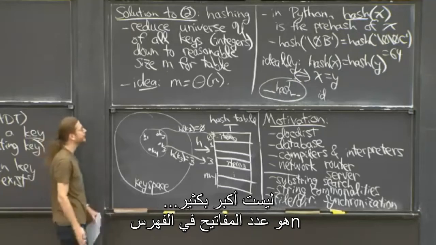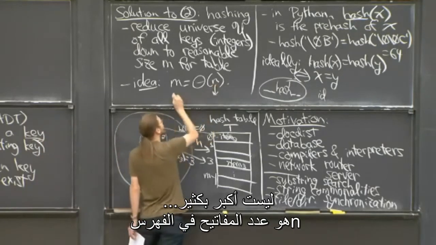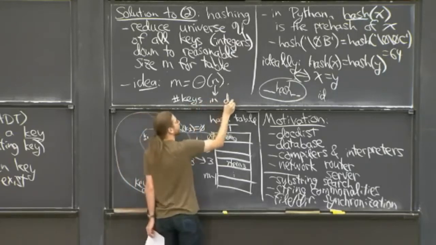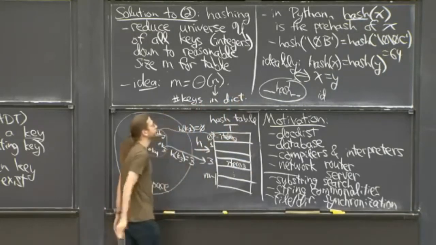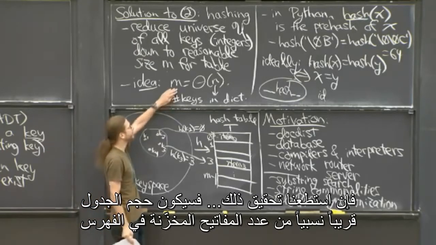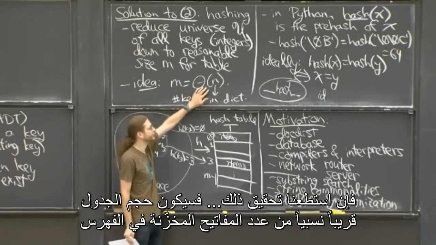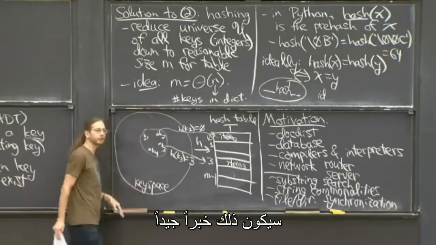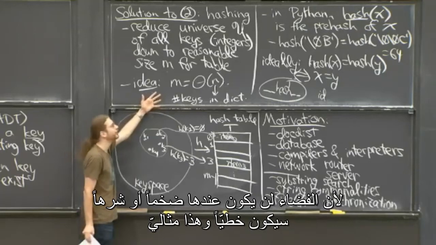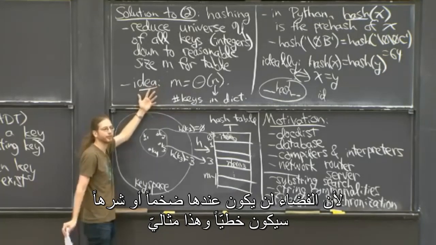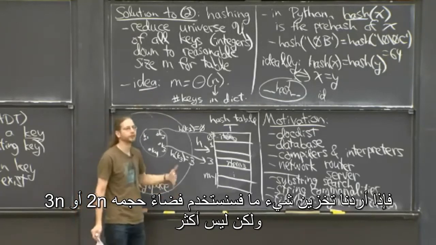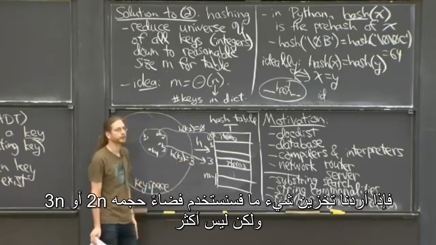It's not much bigger. N is the number of keys in the dictionary right now. So if we could achieve that, the size of the table was proportional to the number of keys being stored in the dictionary, that would be good news, because then the space is not gigantic and hoggish. It would just be linear, which is optimal. Okay, so if we want to store n things, maybe we'll use 2n space or 3n space, but not much more.